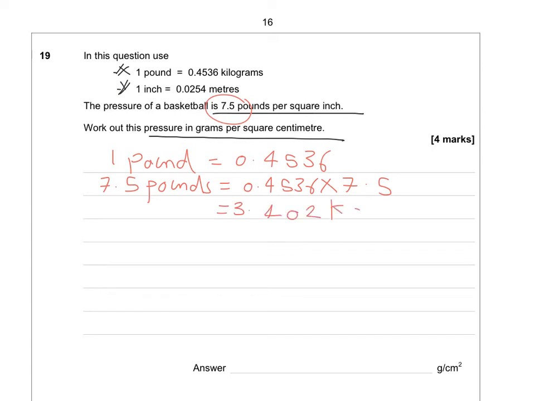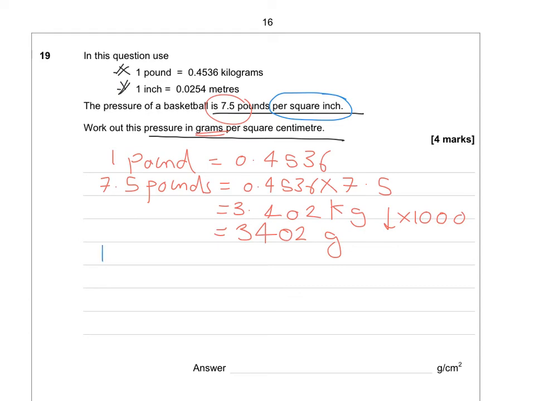3.402 kilograms. Now our final answer needs to be in grams, so we need to multiply this by 1,000, because there are 1,000 grams in a kilogram, which gives us 3,402 grams. We now need to convert this bit here. So we're dealing with 7.5 pounds per square inch.